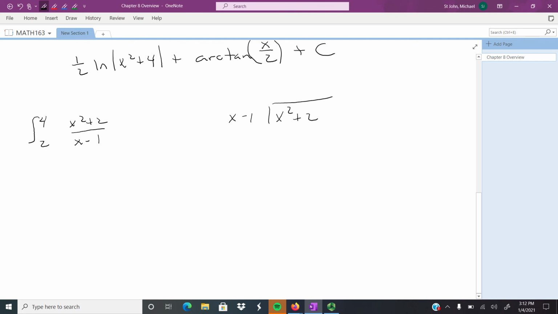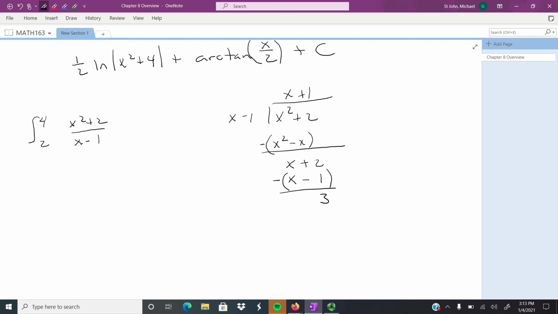So let's see, what do I have to multiply x by to get x squared? Well, that's going to be x. So this is going to give me x squared minus x. Next step is to subtract. And so we get an x plus 2. And then what do we multiply x by to get x? Well, that's going to be 1. So this is going to give me an x minus 1. Again, we subtract, and we get a remainder here of 3.